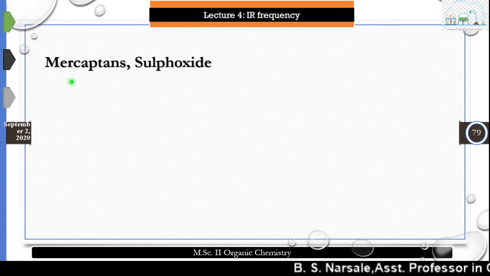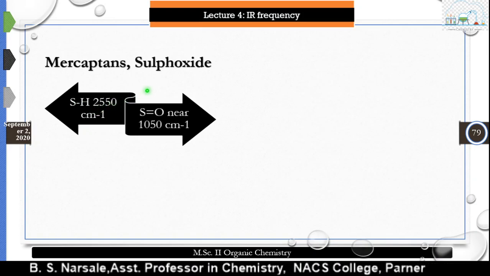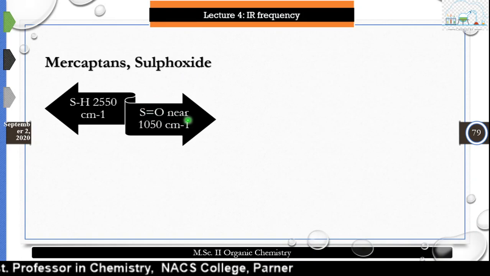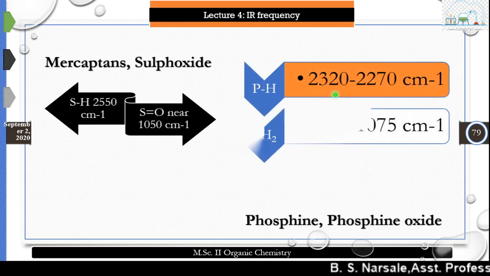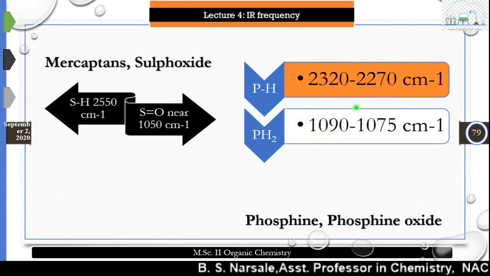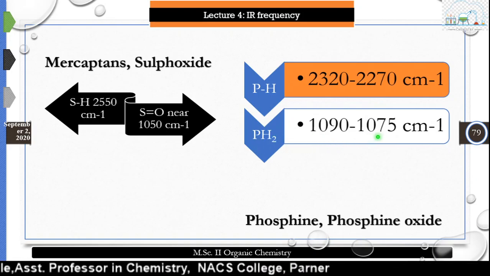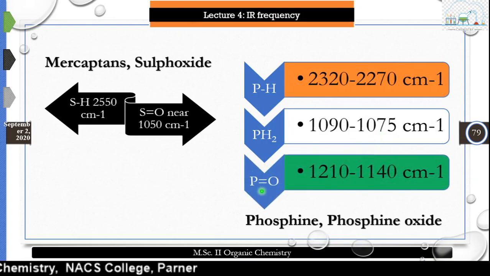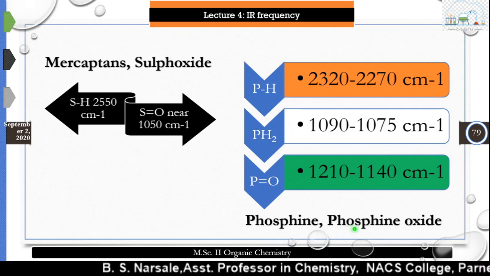In addition to that, mercaptan and sulfoxides: the mercaptan S-H bond will be observed at 2550 centimeter inverse, and that of sulfoxide, S=O, is near 1050 centimeter inverse. The phosphine P-H bond will be observed at 2320 to 2270 centimeter inverse. If you have the PH2 group, then it falls down to 1090 to 1075 centimeter inverse. And the oxide molecule, called phosphine oxide, is observed at 1210 to 1140 centimeter inverse. This is about phosphine and phosphine oxide.